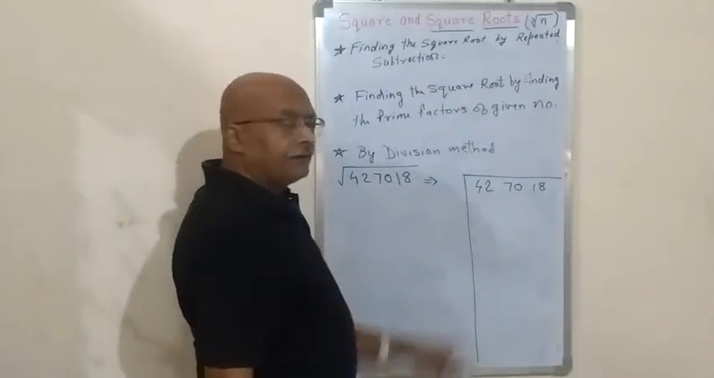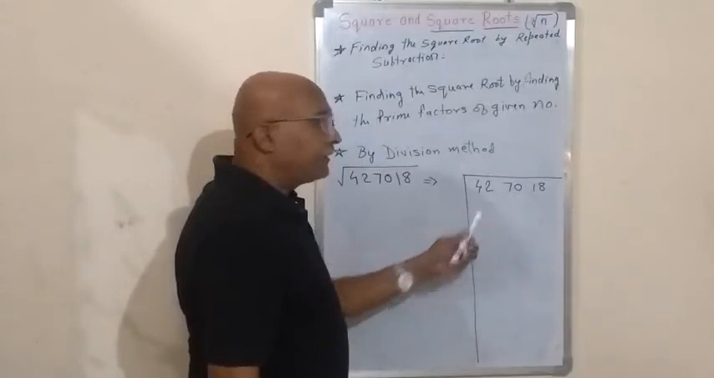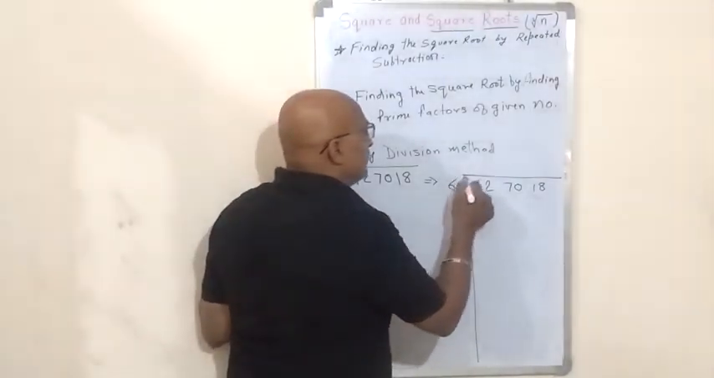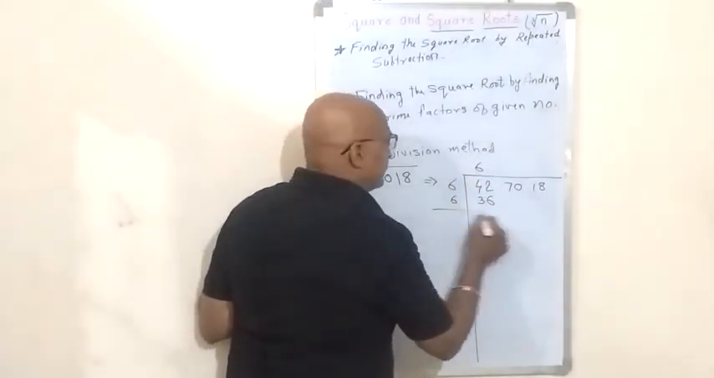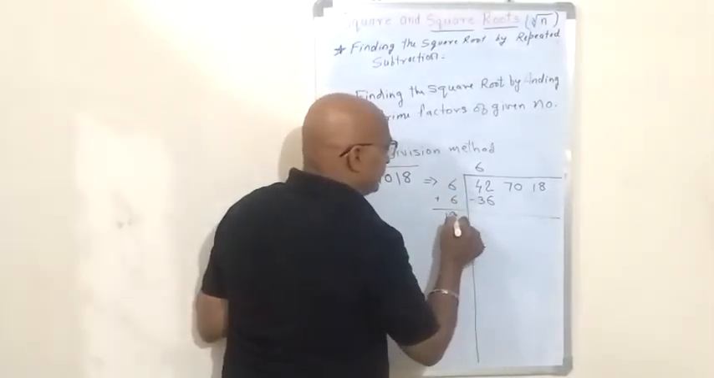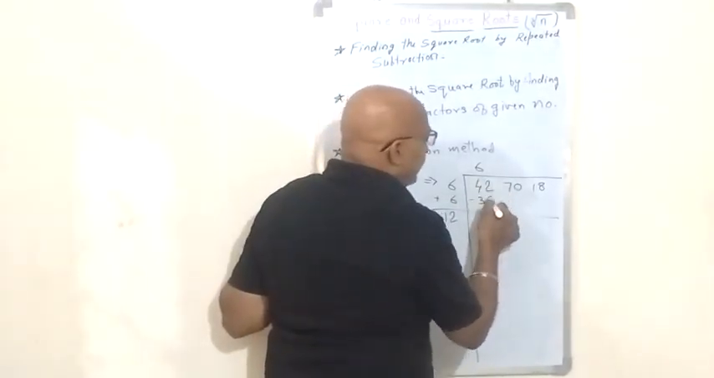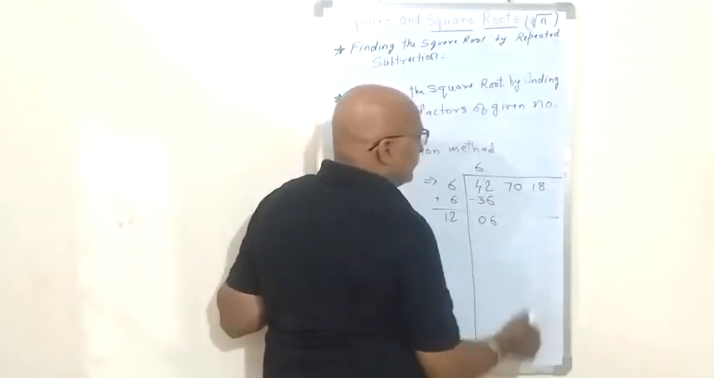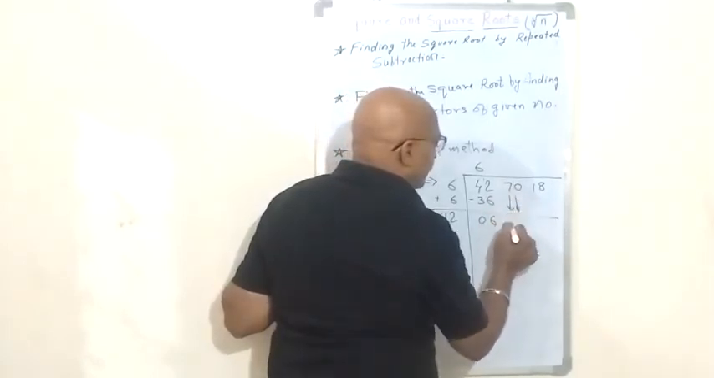Now 42, which is the lower perfect square than 42? That is 36. And 36 is nothing but 6 square. So 6 6s are 36. Add 6 in this. Subtract. 6 plus 6 is 12. Here 2 means 12 minus 6 is 6 again. And this will be 3 minus 3 is 0. Then these 70 will take down.